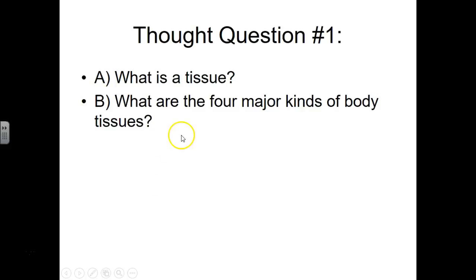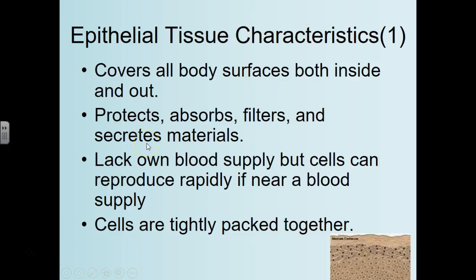Okay, so hopefully you answered thought question number 1. And the four different kinds of tissues start with the epithelial tissue. If you remember in class, we had talked about a tissue being a collection of cells that are all working together towards a common function or functions. So here we have epithelial tissue as the first one, and there's a lot to say about it.